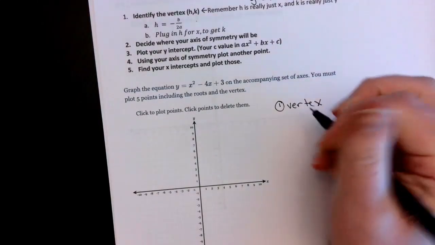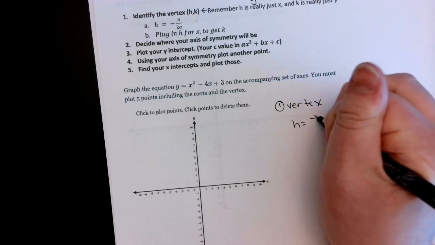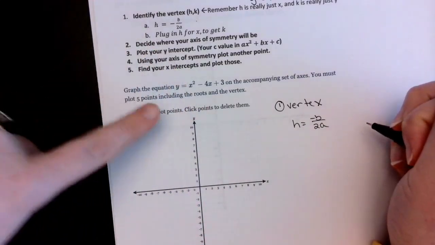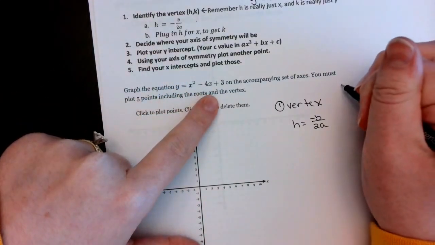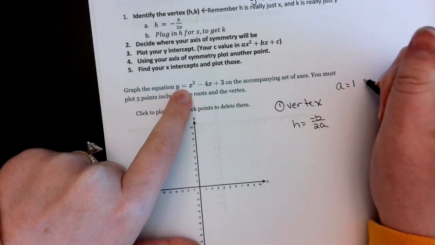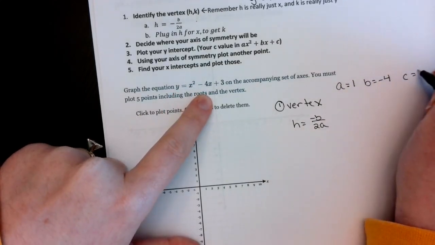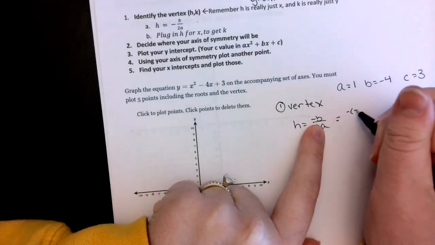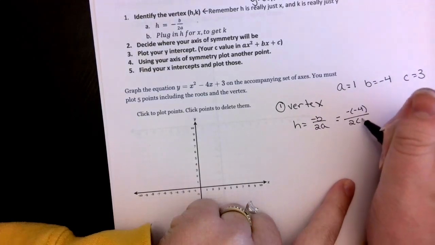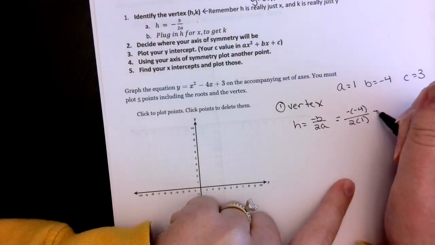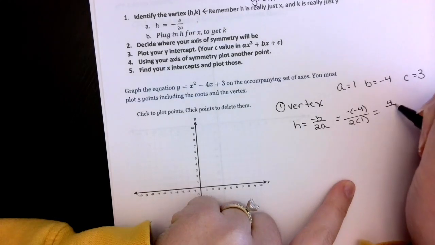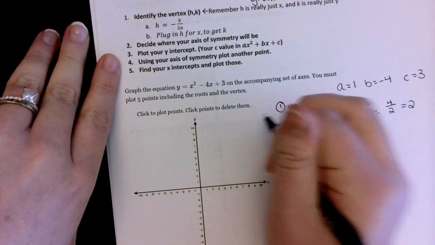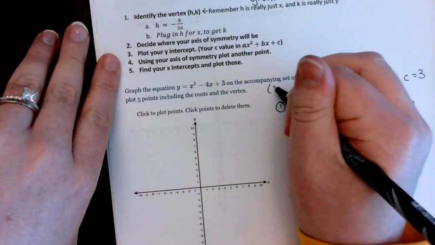Your vertex is always your h, which is negative b all over 2a, and then we plug that in to get your k. So the first thing we have to do is identify our a, b, and our c. Our a here is 1, our b is negative 4, and our c is 3. So my h value is going to be negative 4 all over 2 times 1 for a. Negative 4 becomes a positive 4, all divided by 2, which is 2. So I have my h and my vertex, which I'm just going to put right here.